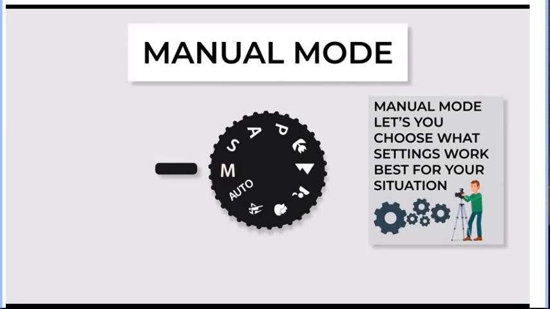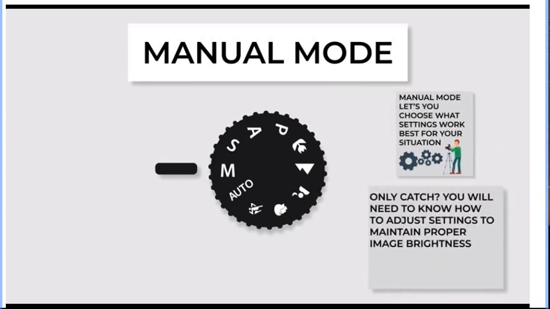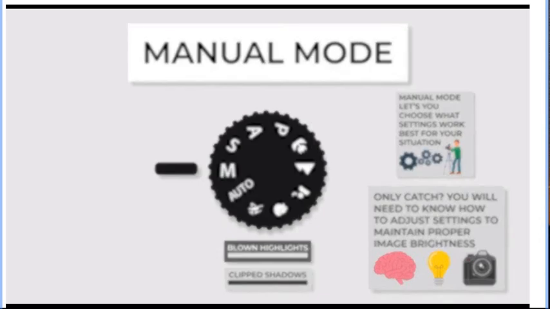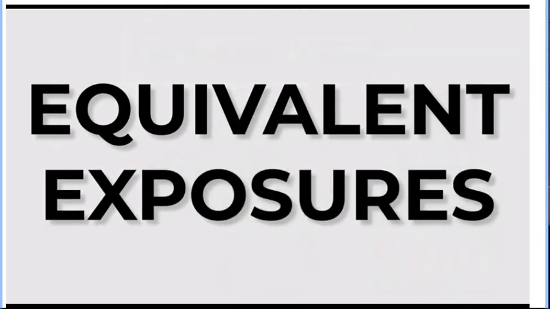In manual mode, the camera settings are no longer surrendered and you have full control over how your image will look. The only catch is that you will need to know how to maintain a sufficiently bright image, one with no blown highlights and hopefully no clipped shadows, and knowing the values of shutter speed, aperture, and ISO that produce these images will be helpful in adjusting your camera as you seek to fulfill your creative ideas. Let's talk about equivalent exposures.